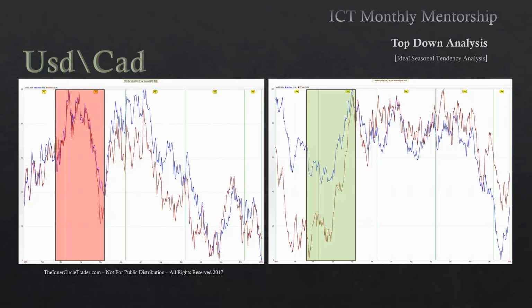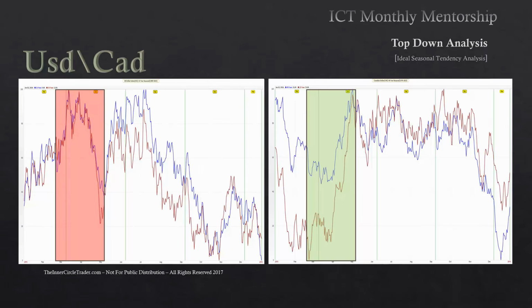So the way you would use this seasonal tendency is if you're bearish on the dollar index, this is a good time to be selling short dollar CAD. Or if you're long-term bullish on Canadian dollar, this is a good time to sell this pair because you can see the weakness in the dollar index and the strength underlying with the Canadian dollar.